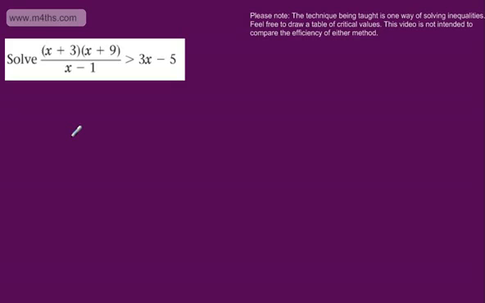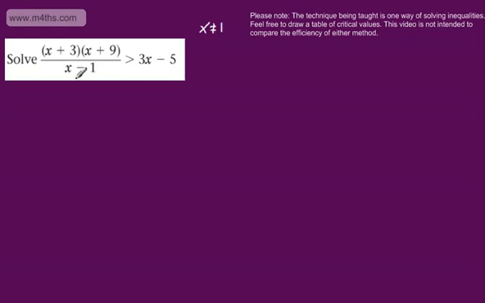In this video, we're going to do an exam question looking at inequalities. In the previous videos, we've seen if we multiply through by the square of the denominator, we can ensure that we're multiplying through by a positive number. So in this one, we've got to solve (x+3)(x+9)/(x-1) strictly greater than 3x-5. So in this case, x cannot be equal to positive 1.